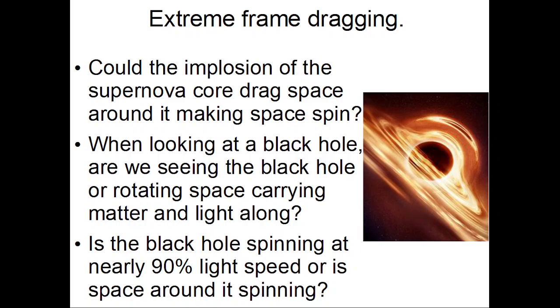Could the implosion of the supernova core drag space around it, making space spin? When looking at a black hole, are we seeing the black hole or rotating space carrying light and matter along? In some cases, the black hole may be spinning at nearly 90% light speed, or is it the space around it that's spinning?